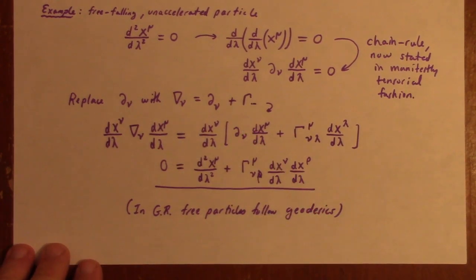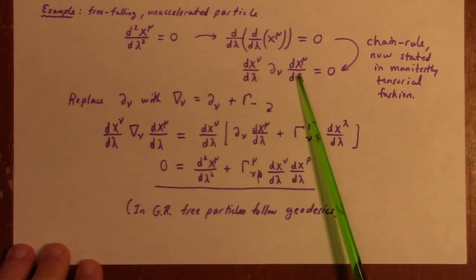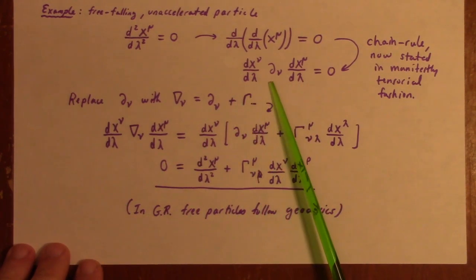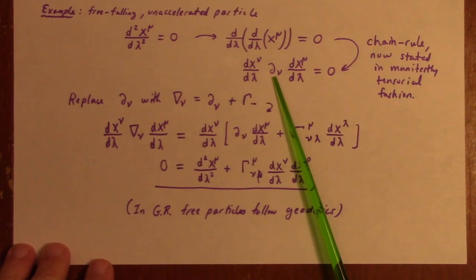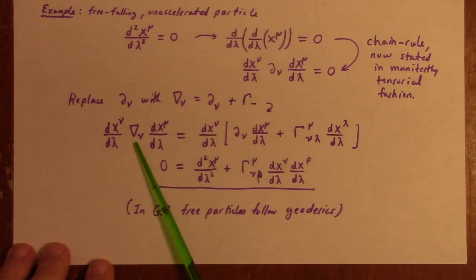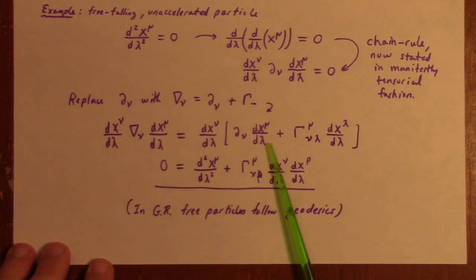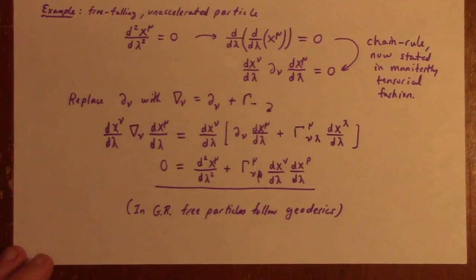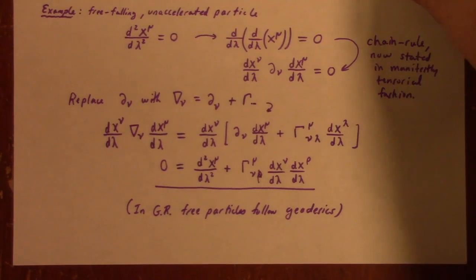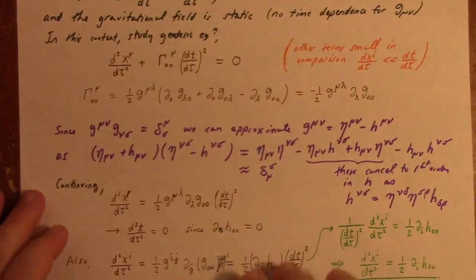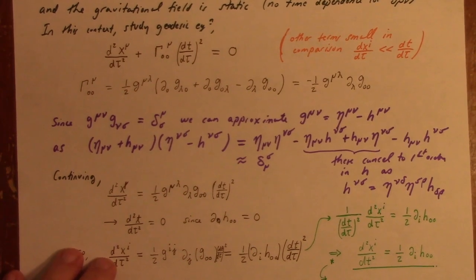So, good news. To write that in curved space, we just replace the partial mu with the covariant derivative, which gives you this, which is exactly the geodesic equation. So in general relativity, free particles should follow geodesics. So that's kind of nice. So that's an example of the minimal coupling procedure, right? Okay. Now, let's see here.